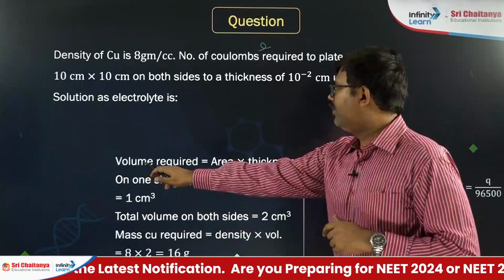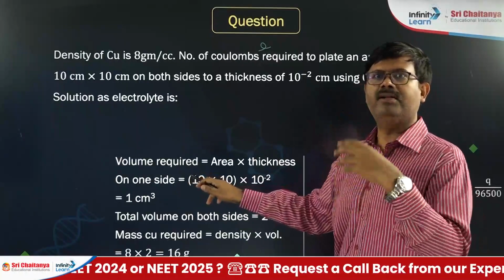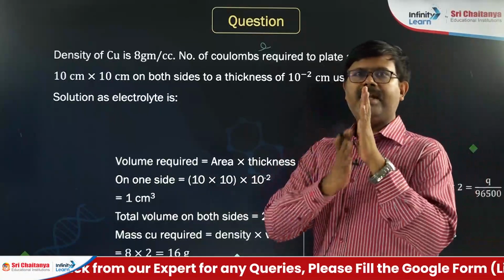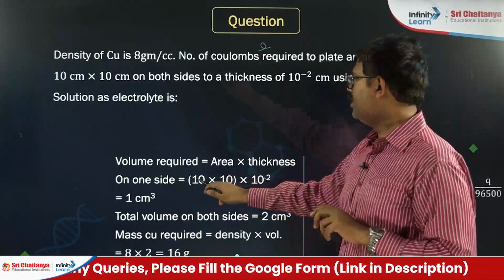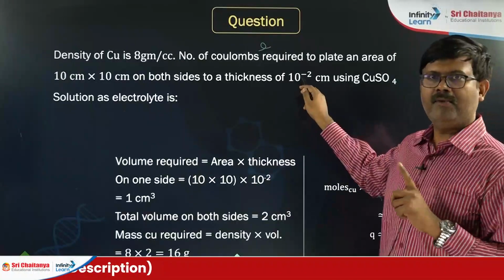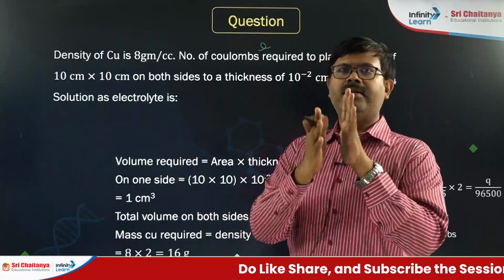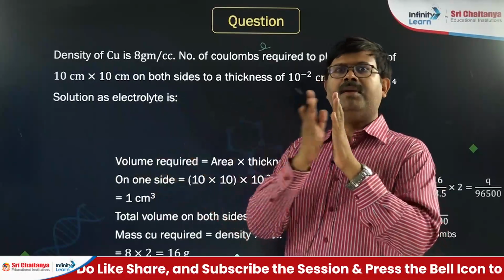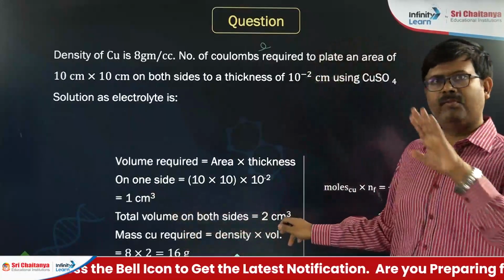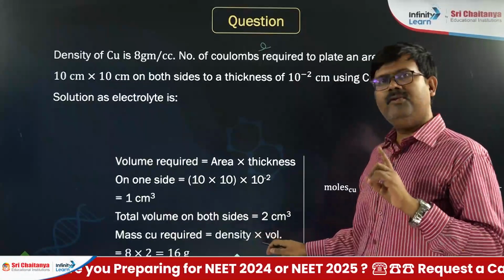See here, first let's find out the volume. How much volume is required to coat with the copper? Volume is equal to area into thickness. The plate area we know: 10 centimeter into 10 centimeter, and the thickness is also given as 10 power minus 2. On one side, this is how much you have to coat: 1 centimeter cube. But you are coating both sides, therefore the total volume of copper is 2 centimeter cube, 1 plus 1.